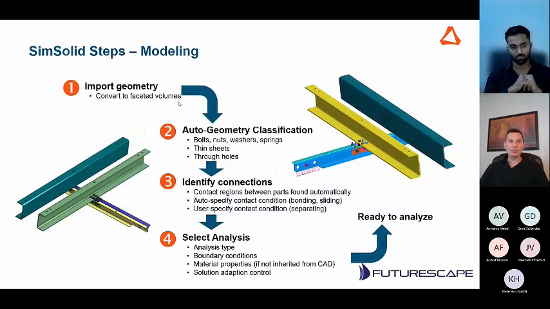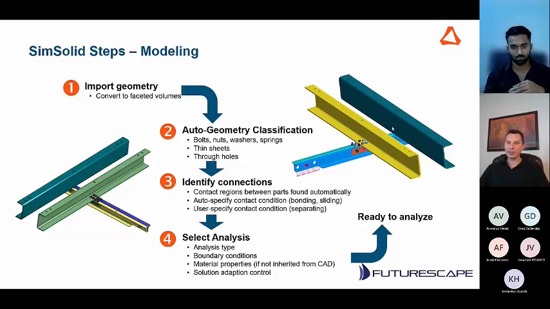What are the steps for SimSolid? First off, you bring in the geometry and it'll convert all the facet volumes, meaning it will go in and identify the types of geometry that are in there. Next, it will classify the types of geometry you have. So you'll see, for example, it will identify if there's nuts and bolts, if there's thin sheets or sheet metal. It'll also find if there's through holes or all the different types of classifications of parts that you might have in there to make the simulation more accurate.